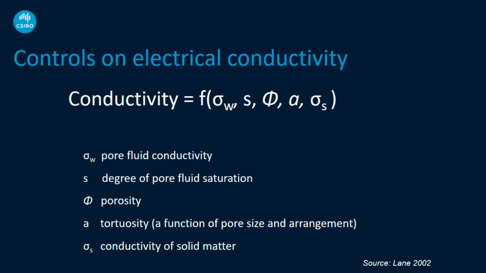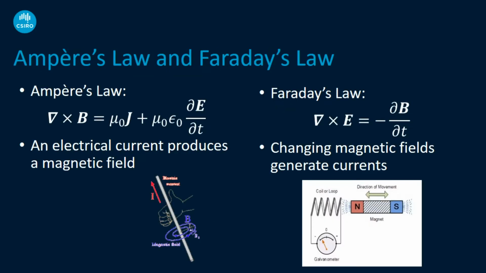So when you fly an airborne system, you are measuring some function that is a combination of these different variables. When you look at how electromagnetic systems operate in geophysics, you have two fundamental laws to look at. The first one is Ampere's law, and the second one is Faraday's law.